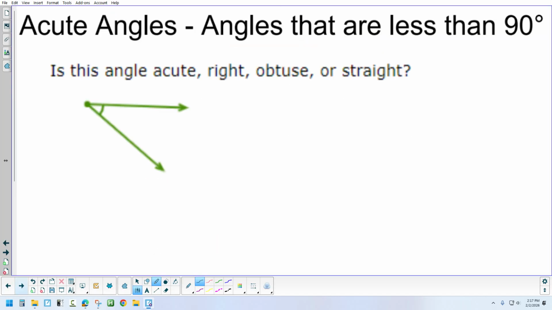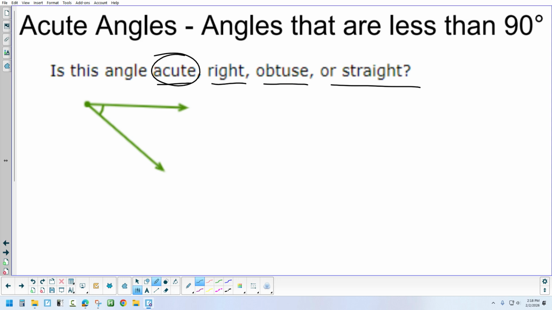The next words, they describe the size of an angle. Okay, an acute angle, that is an angle that is less than 90 degrees. Less than 90. So Caleb, what kind of angle is this one? So the question is, is this angle acute, right, obtuse, or straight? Acute. Yep, this one's acute.